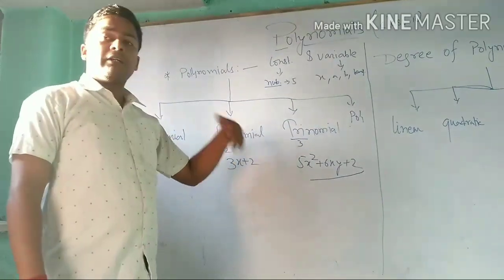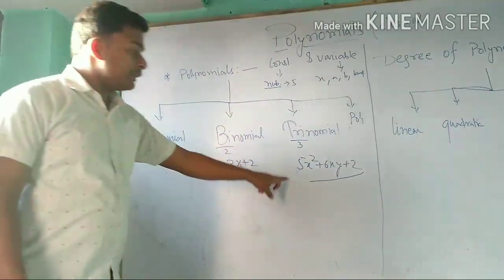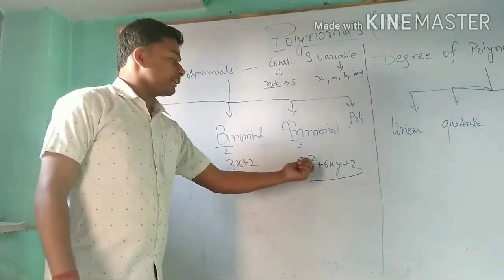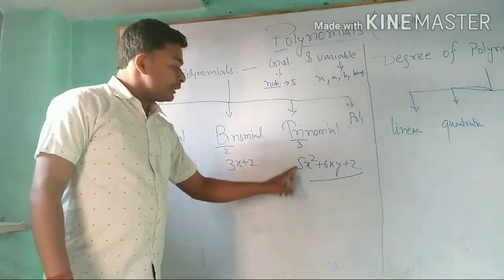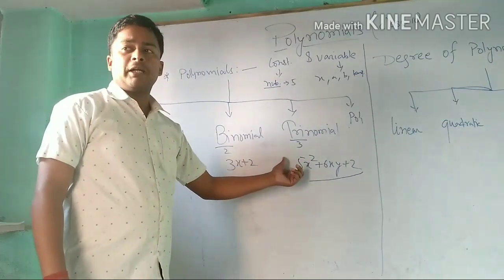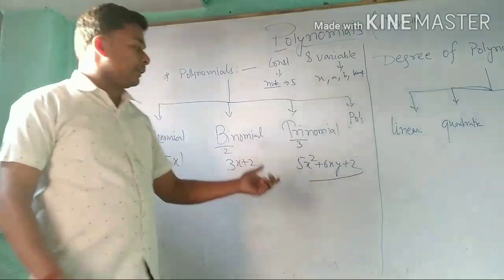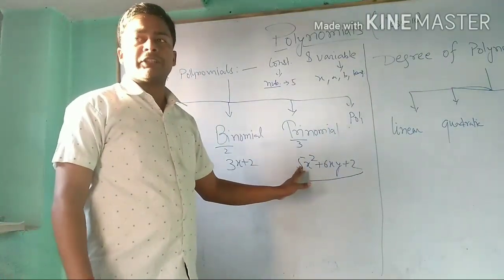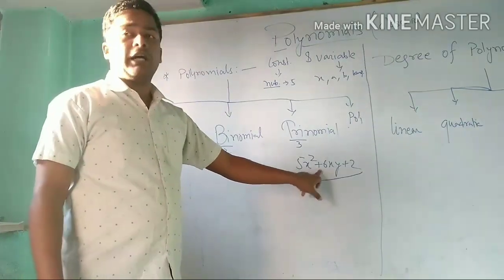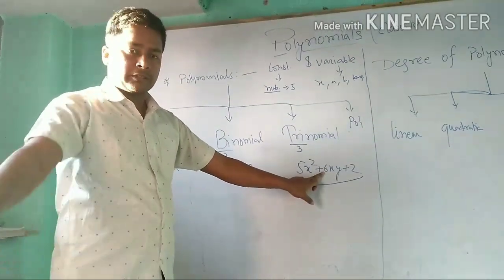Let me revise once more. This is a term, this is a constant, this is a variable. They are combined with the sign of multiplication, but terms are not separated on the basis of multiplication or division. The terms are separated only on the basis of either plus or minus.